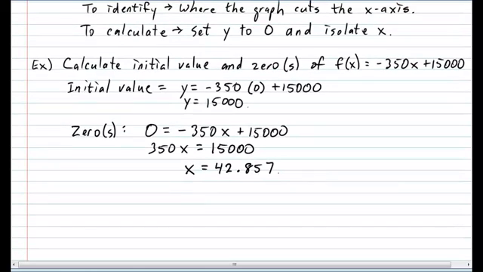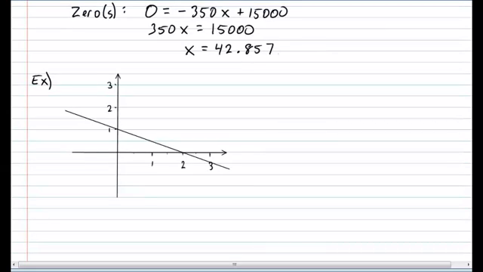Alright, let's try another example. Like you put EX. I would like you to take a moment and draw the following graph. Go ahead, pause the video, and draw it now.